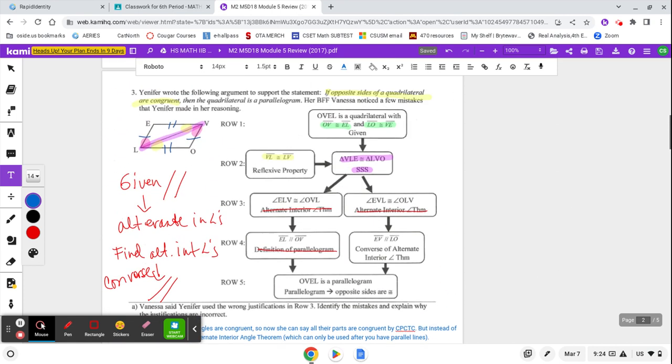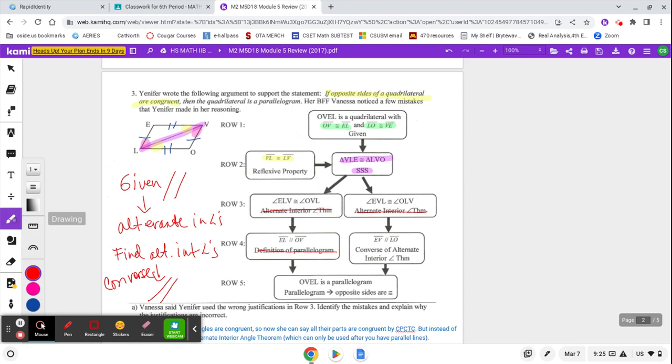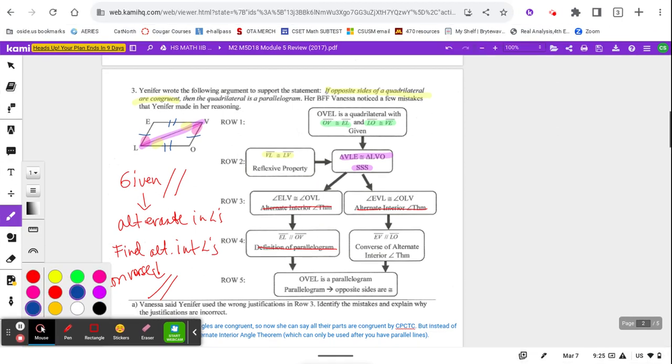So when I go back up here to look at this proof, how would I quickly make these changes? Right here, this would become CPCTC. This becomes CPCTC. This becomes the same as this right here. And this becomes opposite sides are parallel here. And that's it. Those are the corrections we made to her proof.